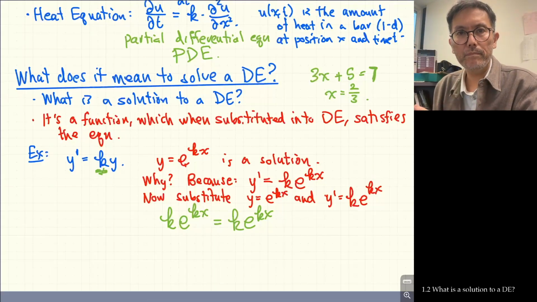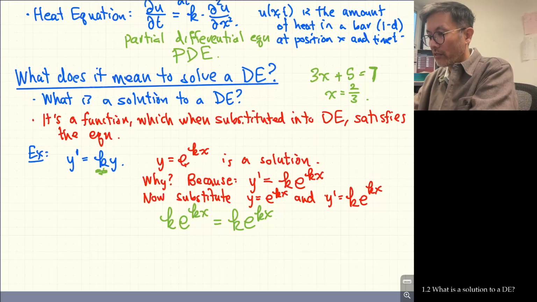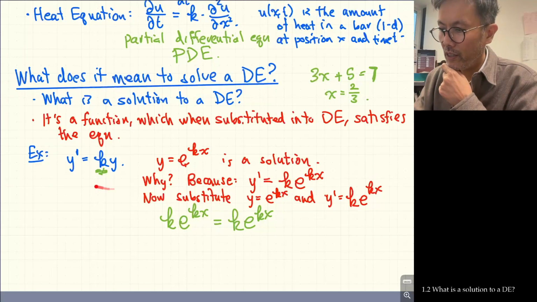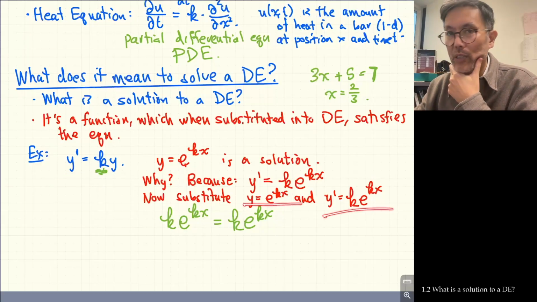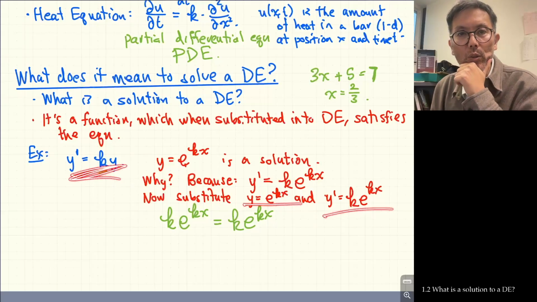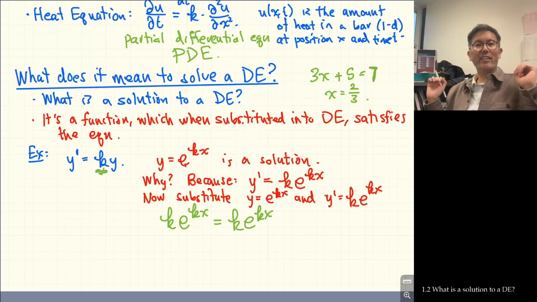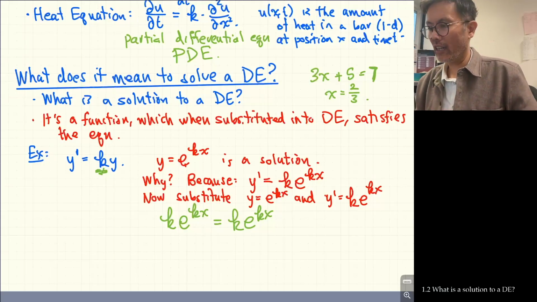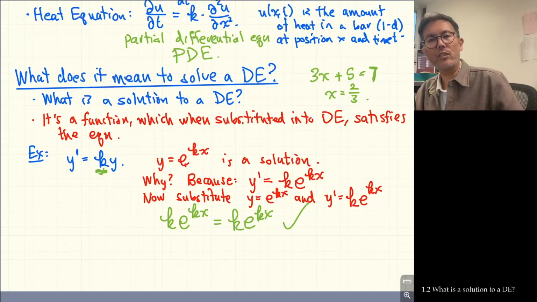You see that, right? In other words, I've taken this expression for y and this expression for y prime and shoved them into this differential equation right here, and I see that I get something which is obviously true. k e to the kx is equal to k e to the kx. And this is a check that, in fact, this is a solution.